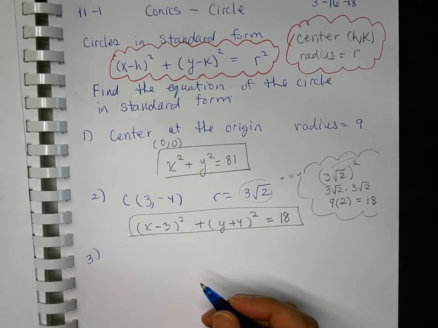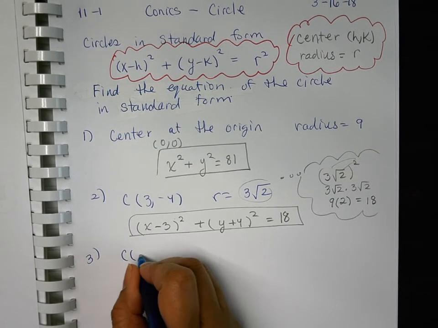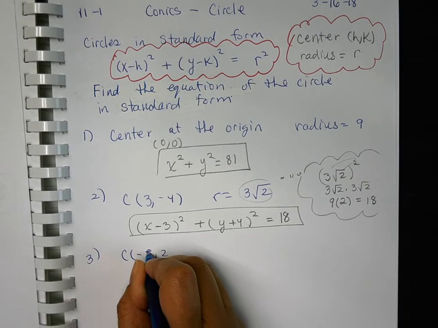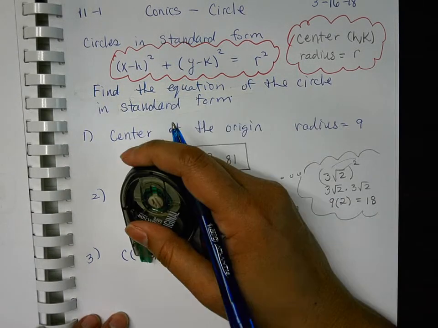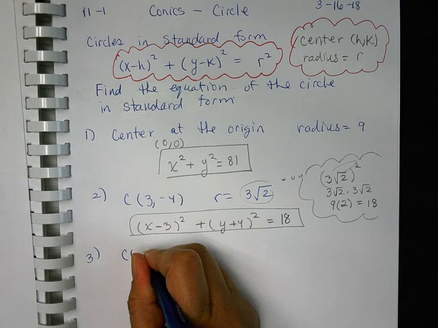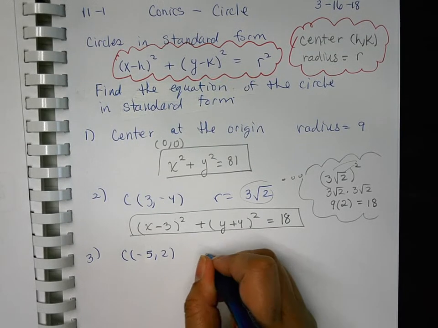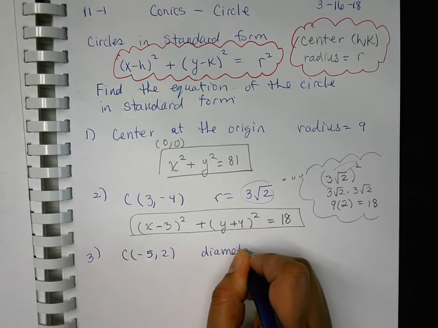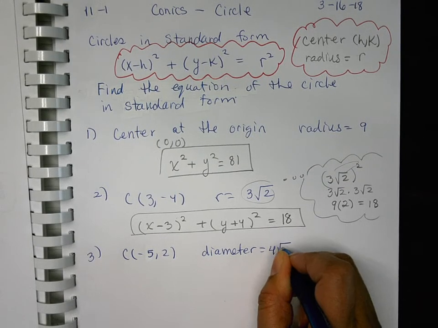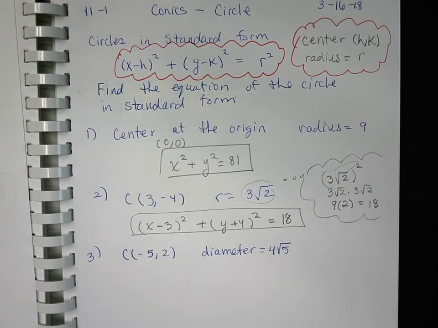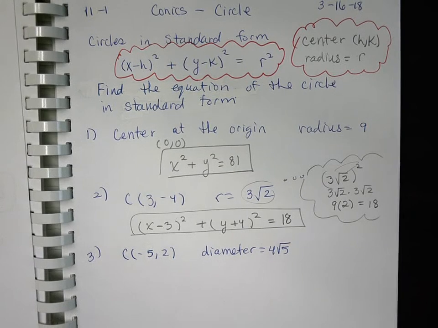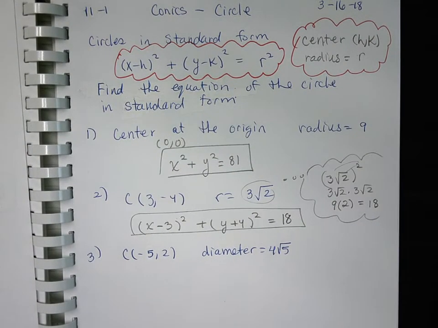I'm going to let you try this one on your own. Center is negative 5, 2. That's a 5. Negative 5, 2. And diameter equals 4 root 5. But it's not really that tricky because you've learned about radius and diameter in elementary school. If the diameter is 4 root 5, what is the radius? Half of that. And when you cut in half, you just cut the coefficient in half, so what's the radius? 2 root 5. All right, go ahead and do your work.